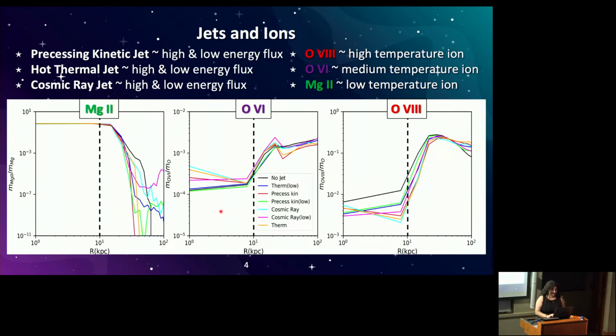For oxygen-6, we see that there's not too much interesting activity between the different types of jets until we get right about here, where you can see there's this dramatic dip, but only for specific types of jets. That correlates to high-energy jets. High-energy jets tend to see a dip in the density of oxygen-6 compared to lower-energy jets, which tend to have more oxygen-6. And then oxygen-8, we see a lot of differentiability between the jets.